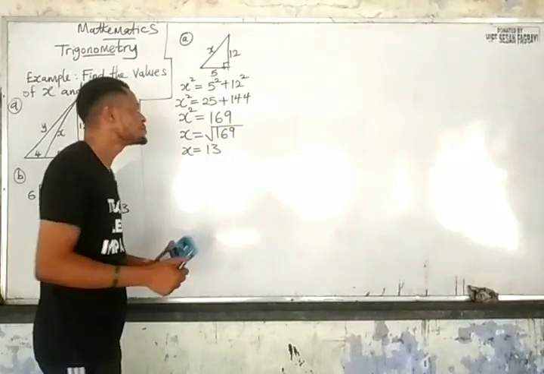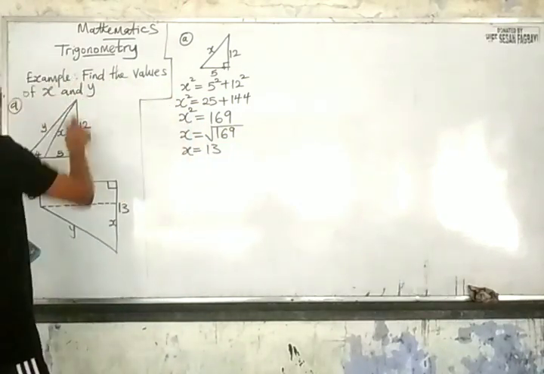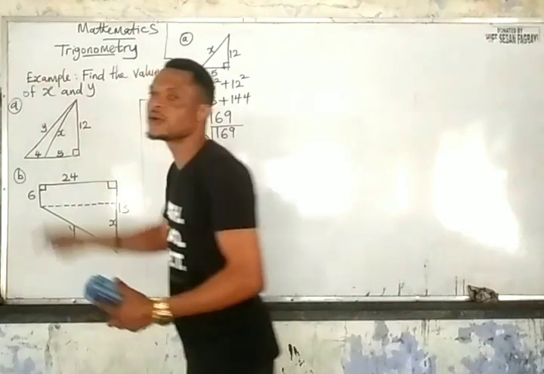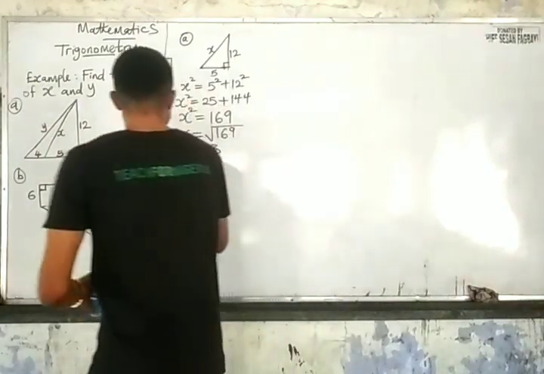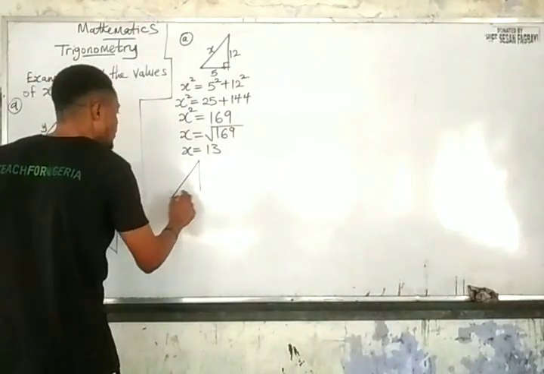We have 13. Then to move to the next one, which is the bigger right angle triangle, we are going to draw it. I choose to draw it again.